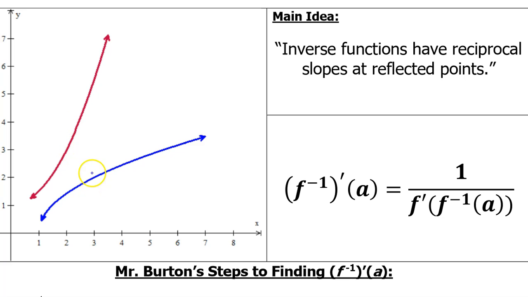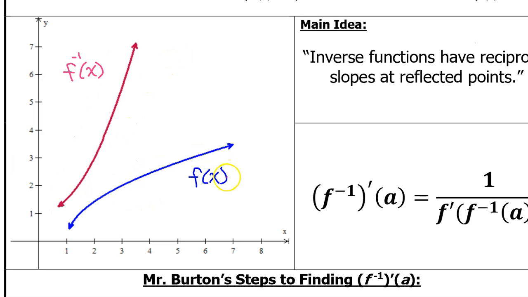Inverse functions are reflections of each other over the line y equals x. If this is the function f of x, f inverse is written like this with a little -1 superscript. Or sometimes they just tell you the function g of x is the inverse of f of x.